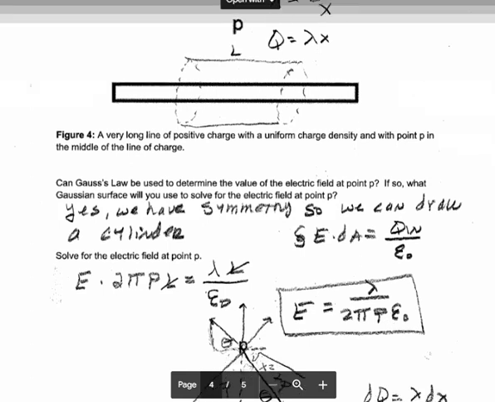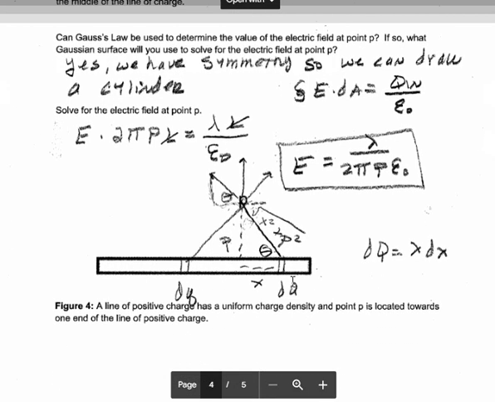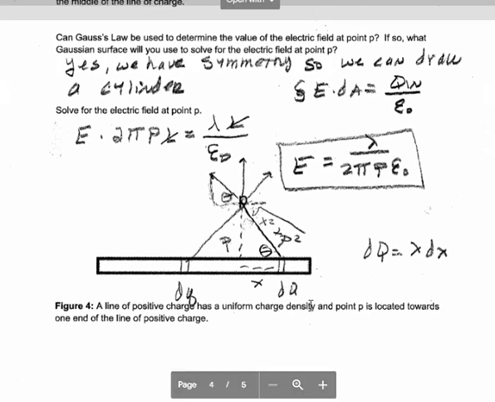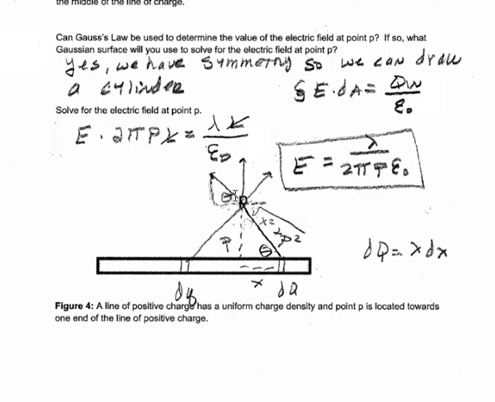Now, next case here, we have a line of positive charge, still with the uniform charge density, but our point P is off to the right, so it's closer to this end. We do not now have symmetry, so we have to use a non-Gaussian way of doing this. Now, there are two unique directions here. There's one in the x and there's one in the y.